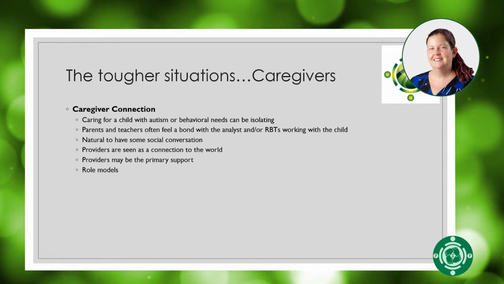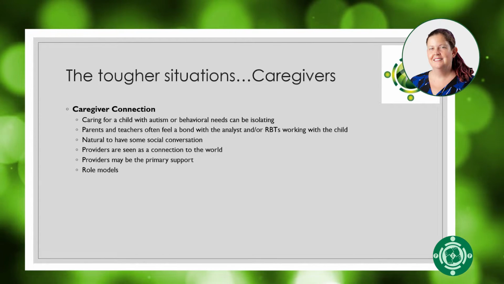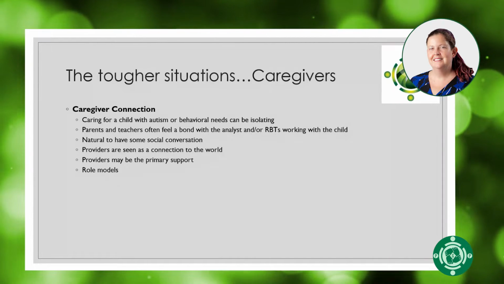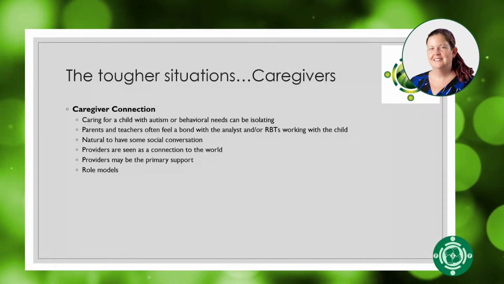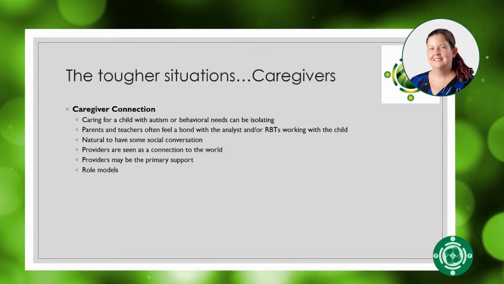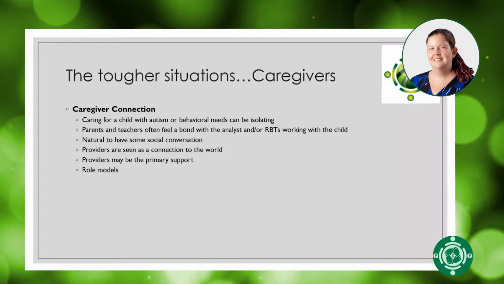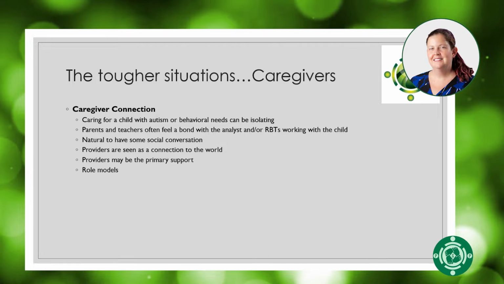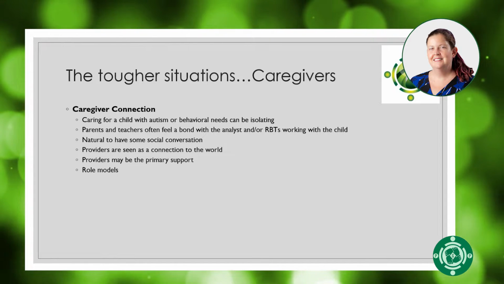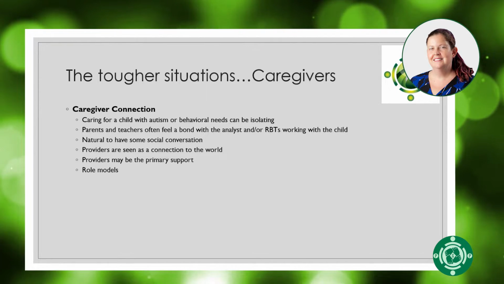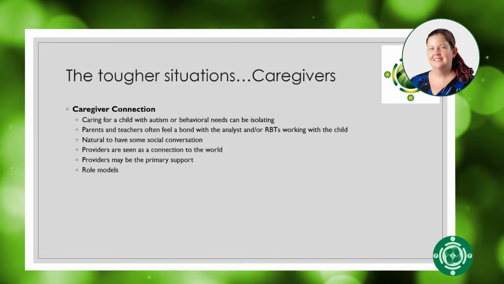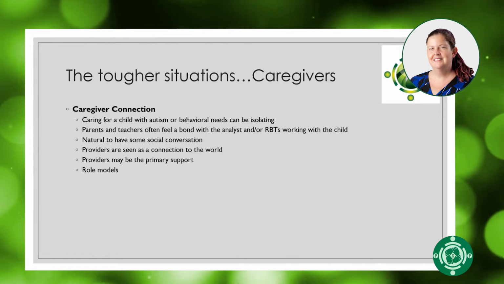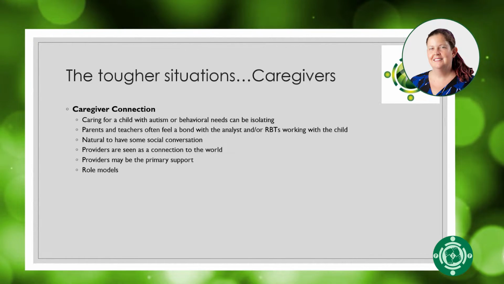That could be parents, teachers, anyone who is connected to that child that we work with also. We get a connection with the caregivers, and again, that's a good thing. We need to understand that caring for a child with autism or a behavioral need can be very isolating. And that is why that bond that they feel with us is often so strong. Finally, another adult that understands, that isn't just telling me I don't discipline my child well enough. That isn't telling me just give him whatever he wants so he stops screaming. That creates a huge bond.